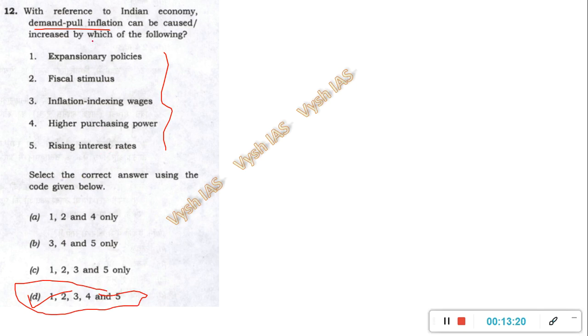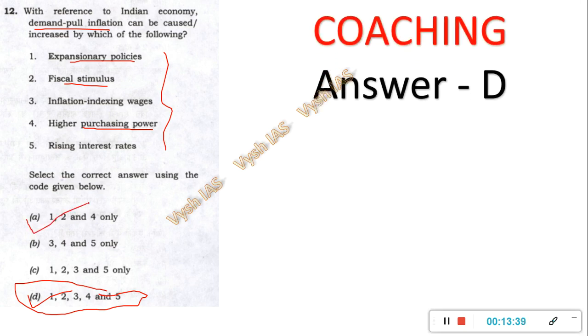Here, in demand pull inflation, demand has to increase. If demand has to increase, people have to have more money. Only then will that kind of inflation happen. More money means you have to have an expansionary policy, a fiscal stimulus where more money is pushed into the system, or people should have high purchasing power. These are the 3 conditions, 1, 2 and 4, in which you will have this. You will have the ability to create demand and then demand pull inflation.